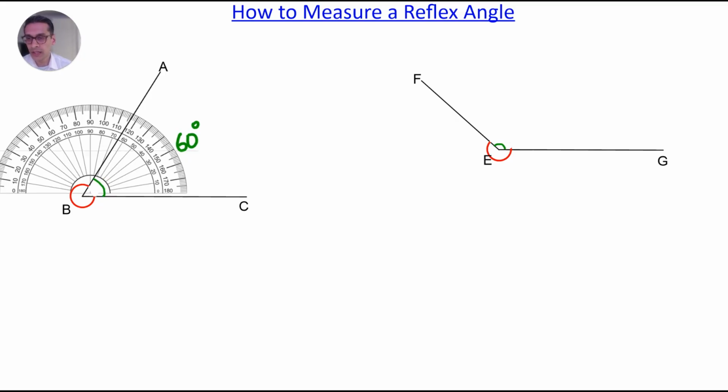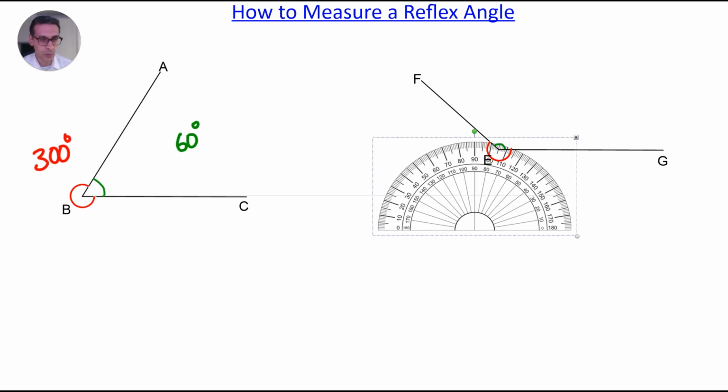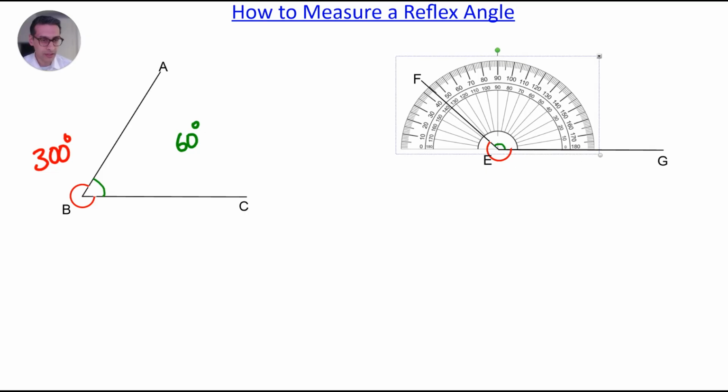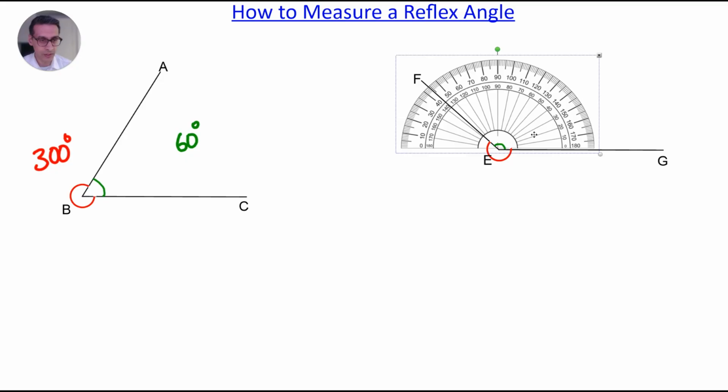When we know that the green angle is 60 degrees, it must mean that the red angle has to add up. The red and green has to add up to 360. So this has to be 360, take away 60, which is 300 degrees. When we look at the example on the right, we are going to measure the green angle. This time the angle is obtuse, not acute like the first question.